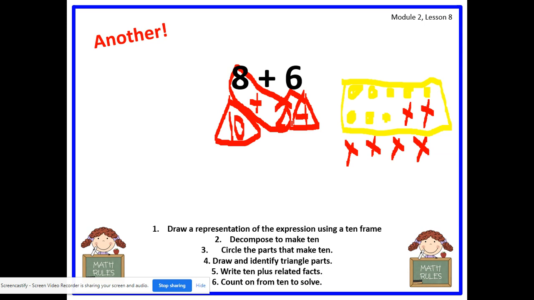Finally, go ahead and write your 10 plus related fact. Remember to start with 10. Press play to check your work. You should have written 10 plus 4. What's 10 plus 4, boys and girls? Get ready. Yes, 14. Don't forget to write your answer next to 8 plus 6 as well. 8 plus 6 equals 14. Awesome job.